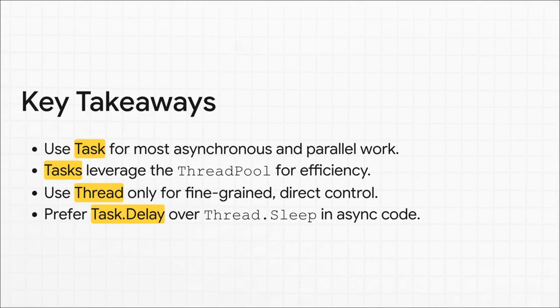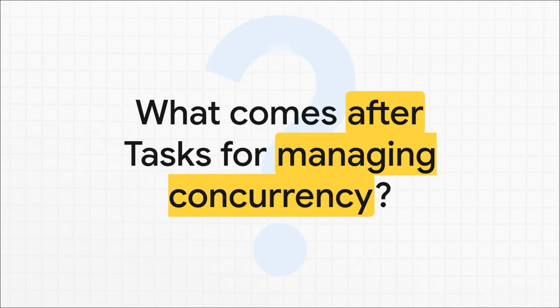Okay, so let's wrap this up with the big takeaway. For 99% of what you do, all your typical async and parallel work, Task is your hero. It's efficient, it's safe, it handles all the messy thread management for you. But you've got to keep Thread in your back pocket for that 1% of the time. For those moments when you need to get your hands dirty and have precise, low-level control, it's the only tool for the job. And that brings us to one final thought to leave you with.